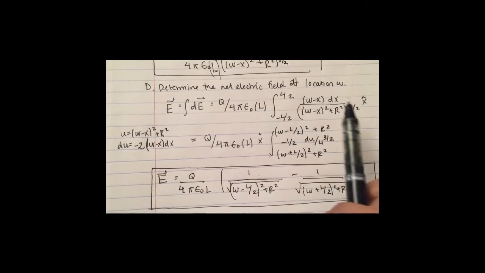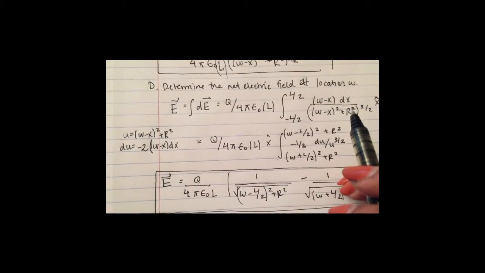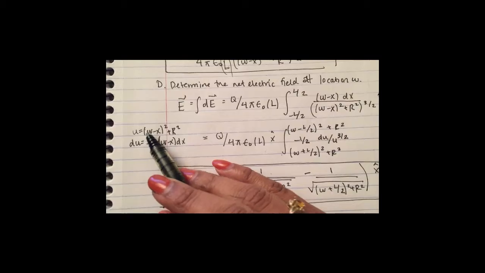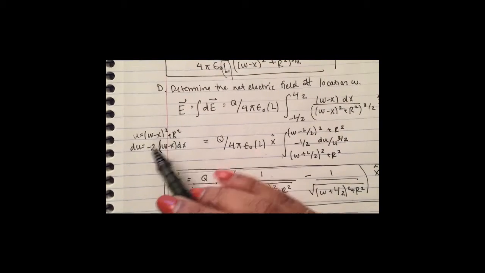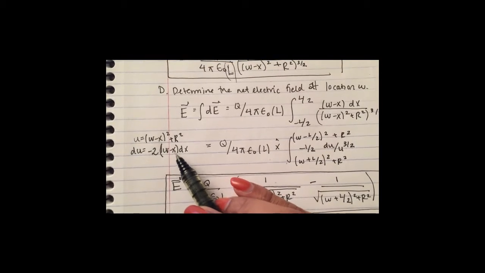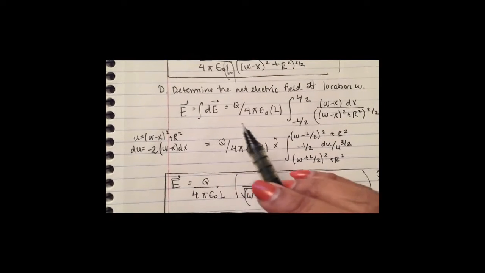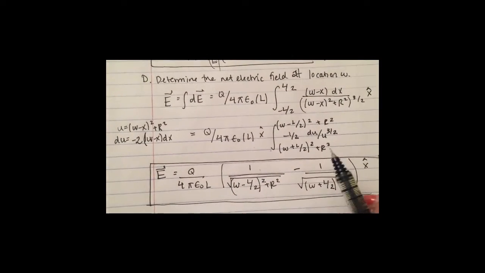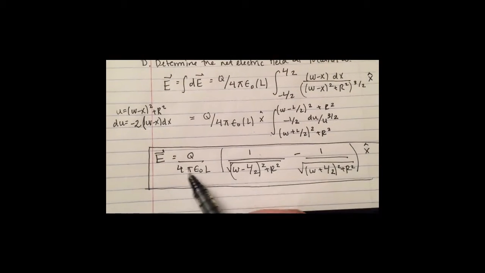And so the easiest way to integrate is using u substitution. If we set u equal to w minus x squared plus r squared and then take the derivative of this expression, then we can change the boundaries accordingly and integrate with a little bit more ease to give us a final answer.